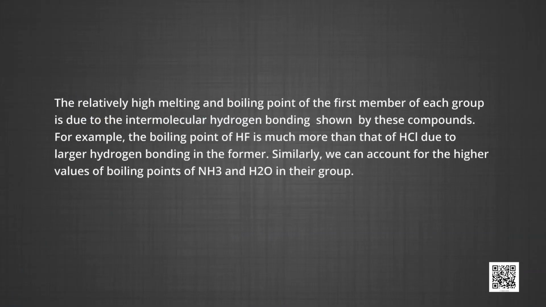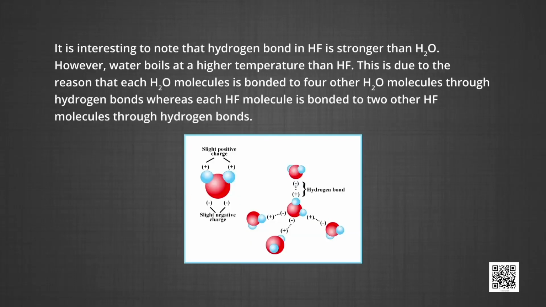and boiling points. The relatively high melting and boiling point of the first member of each group is due to the intermolecular hydrogen bonding shown by these compounds. For example, the boiling point of hydrogen fluoride is much more than that of hydrogen chloride due to larger hydrogen bonding in the former. Similarly, we can account for the higher values of the boiling point of ammonia and water in their group. It is interesting to note that the hydrogen bond in hydrogen fluoride is stronger than in water.